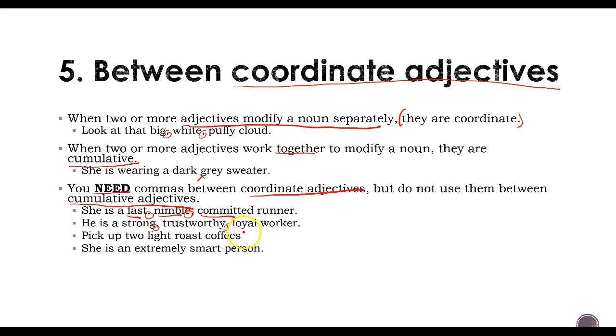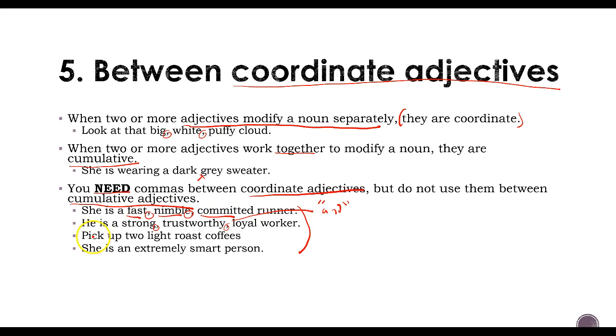So this rule is a little bit tricky. There is one thing that can help you with the rule, and that is if you can put the word "and" between each of the adjectives, then you would use a comma. So the test is, she is a fast and nimble and committed runner. It doesn't sound that awkward to put fast and nimble and committed runner, so we can put the commas in there. Same with this one. He is a strong and trustworthy and loyal worker. So it makes sense with the ands there.